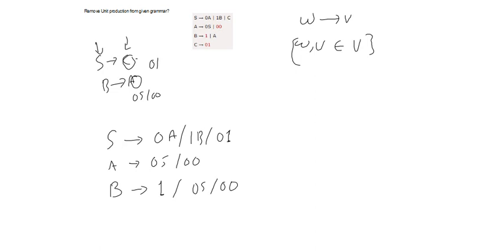Again, the third one, C implies 0 1. So the resultant grammar will become like this: S implies 0A slash 1B slash 0 1. A implies 0S slash 0 0. Then B implies 1 slash 0S slash 0 0. C implies 0 1. Okay, so I hope all of you understood how to eliminate unit production from the grammar.